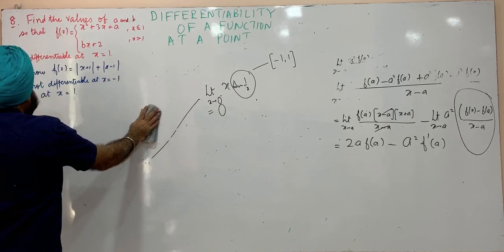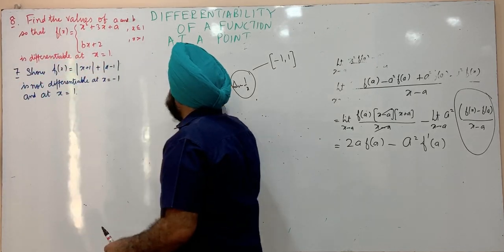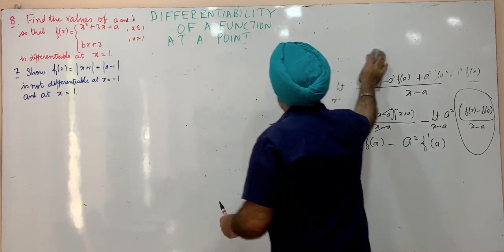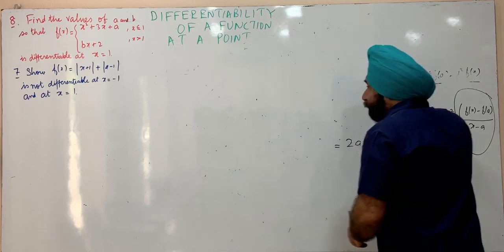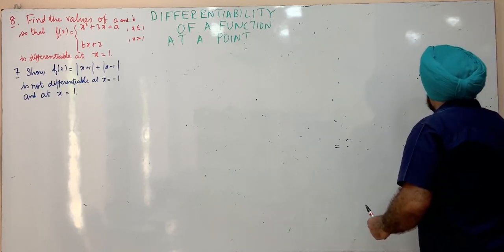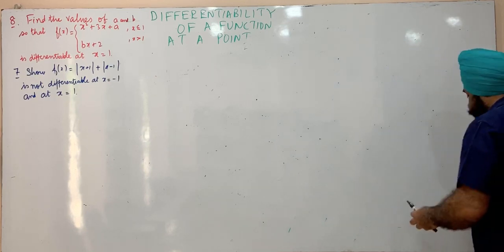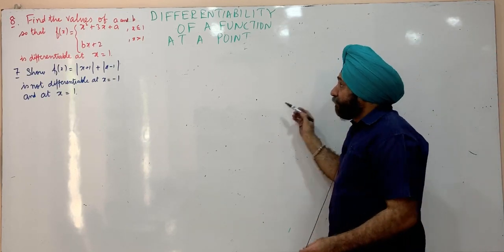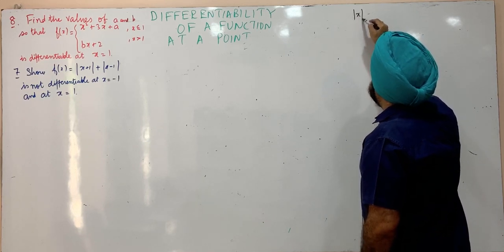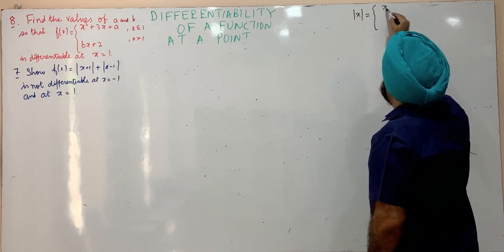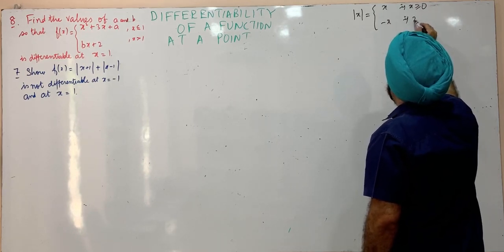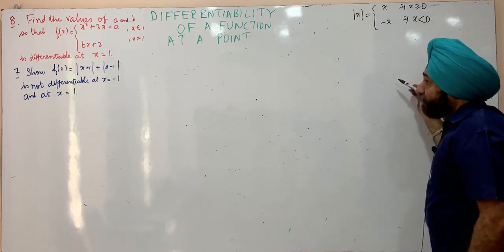In the next one, we have f of x as sum of moduli of x plus 1 and x minus 1. We have to show that it is not differentiable at x equal to minus 1. So let's show the function on the number line. We know mod of x first of all is x if x is greater than or equal to 0, minus x if x is less than 0.